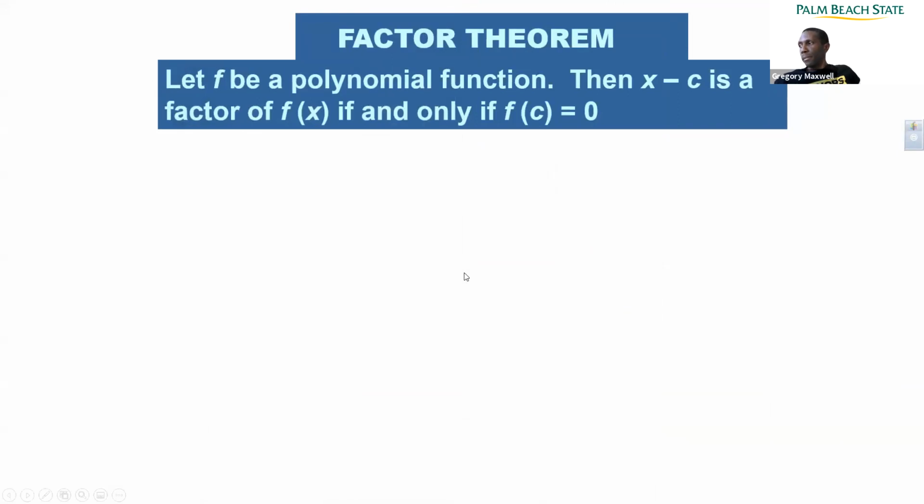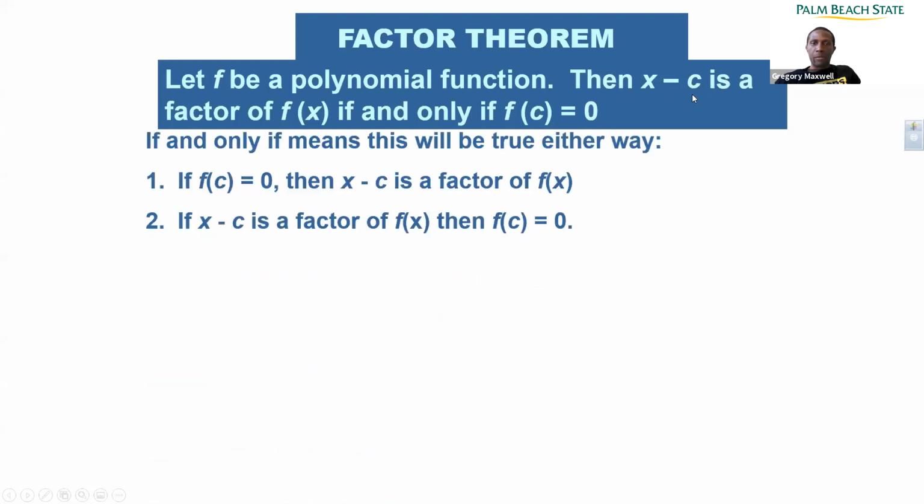Now, the factor theorem is a corollary of the remainder theorem, which says if when you do the division by x minus c, your remainder is 0, then x minus c is a factor. And of course, again, that's simply by plugging in c into the function. So if f of c is equal to 0, then x minus c is a factor, and if x minus c is a factor, then f of c is equal to 0. That's what if and only if means.